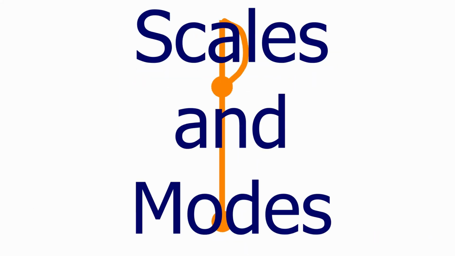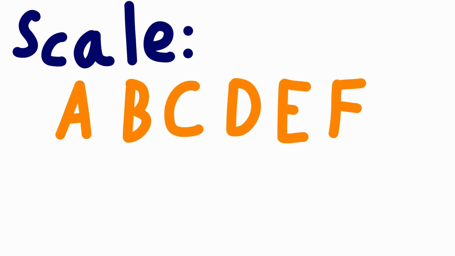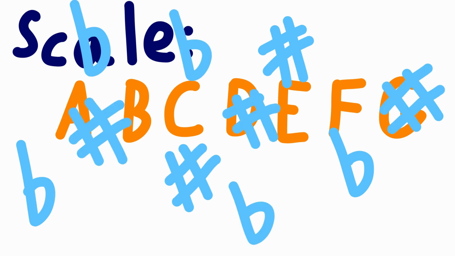Let's talk about scales and modes. We're going to look at major and minor scales, as well as the 7 modes that come from those scales. A scale is a string of notes that starts on the name of the scale and contains one of each letter in the musical alphabet. Different scales have different numbers of sharps and flats, so that the intervals within the scale remain the same.